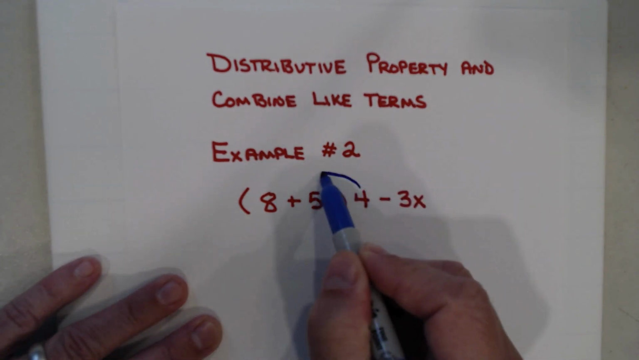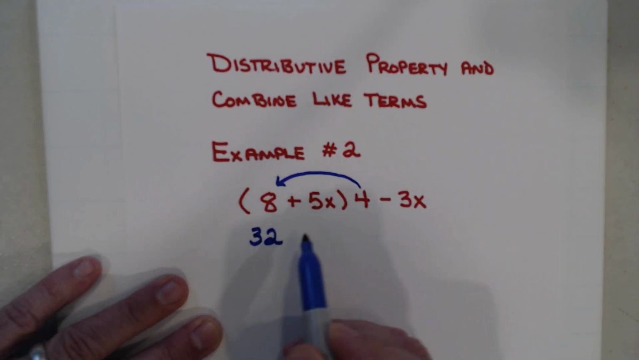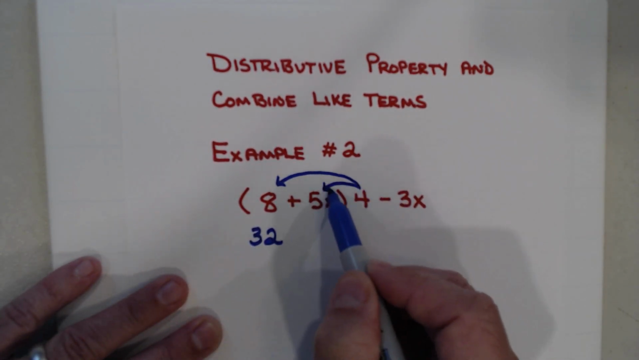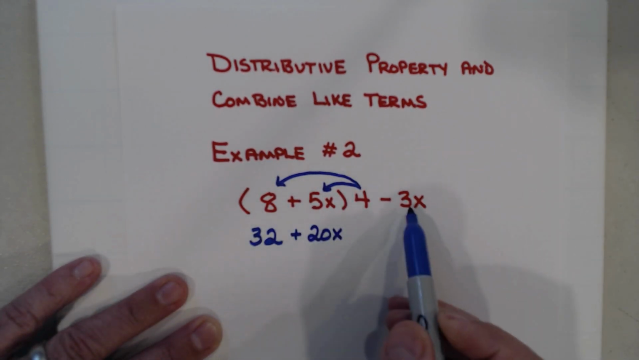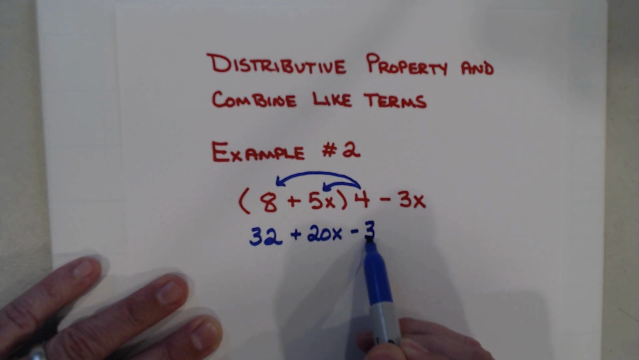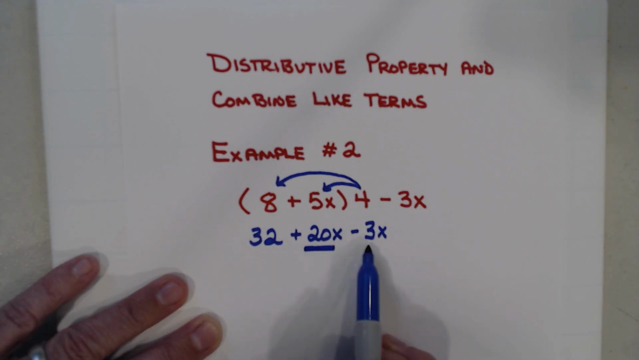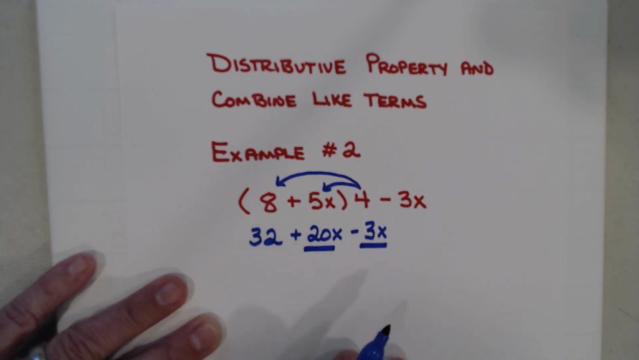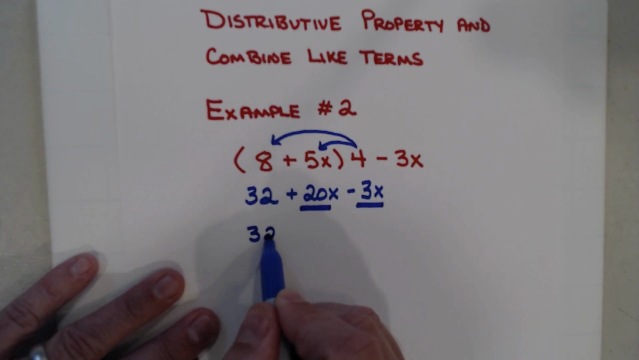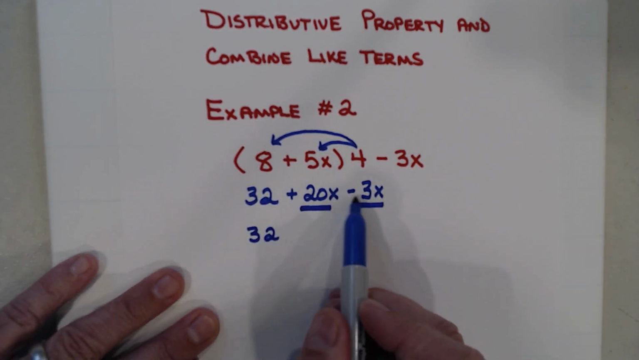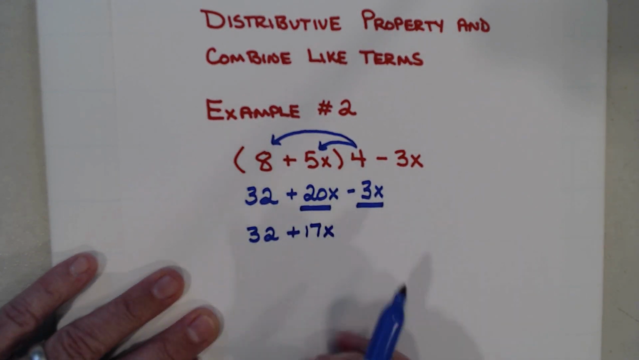So let's do that. Let's take that 4, multiply it to 8. I get 32. Then I'm going to take this 4, multiply it to 5x, get positive 20x. Bring this negative 3x down, and then I start to combine like terms. These two terms right here are the ones with an x, so I need to combine those two together. So I bring down 32, 20x minus 3x, positive 17x.